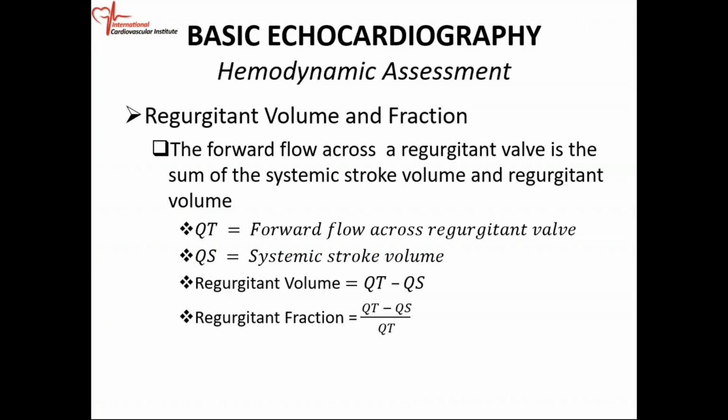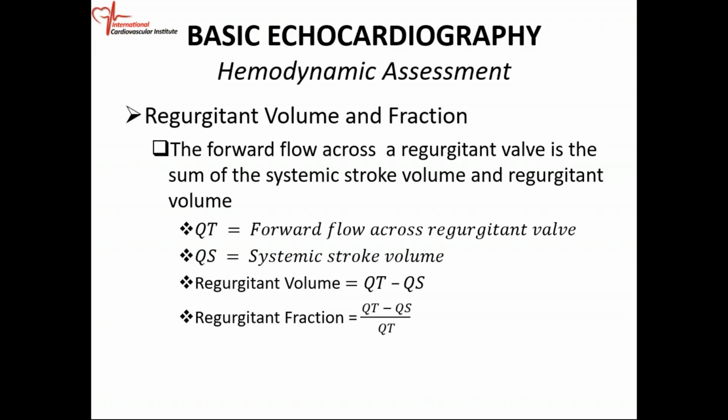Now, if you look at the other valves, your aortic valve, your tricuspid valve, your pulmonic valve, if you do not have significant regurgitation across those valves, then you can assume that the flow across those valves is the normal flow. And we usually use the flow across the left ventricular outflow tract as a normal flow, as long as you don't have significant aortic insufficiency, aortic regurgitation. Because if you have significant aortic regurgitation, the same thing is going to occur across the aortic valve.